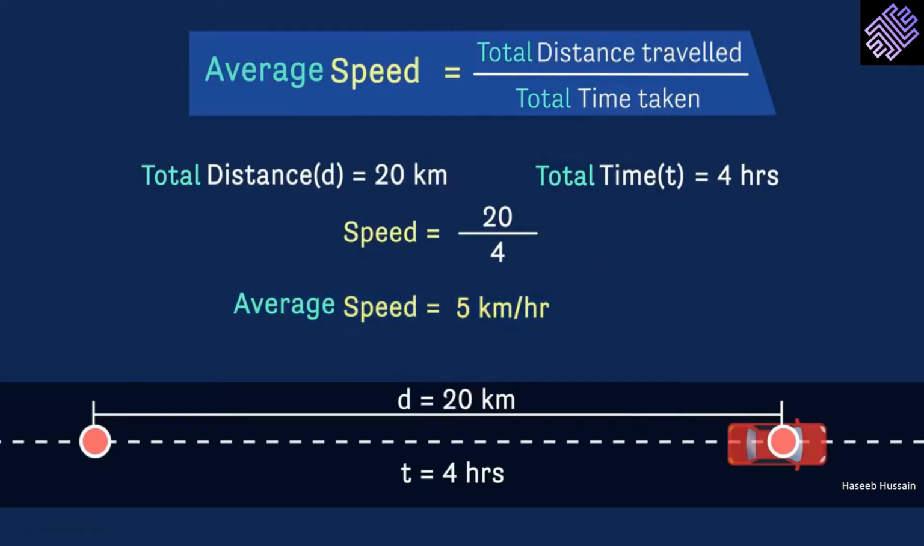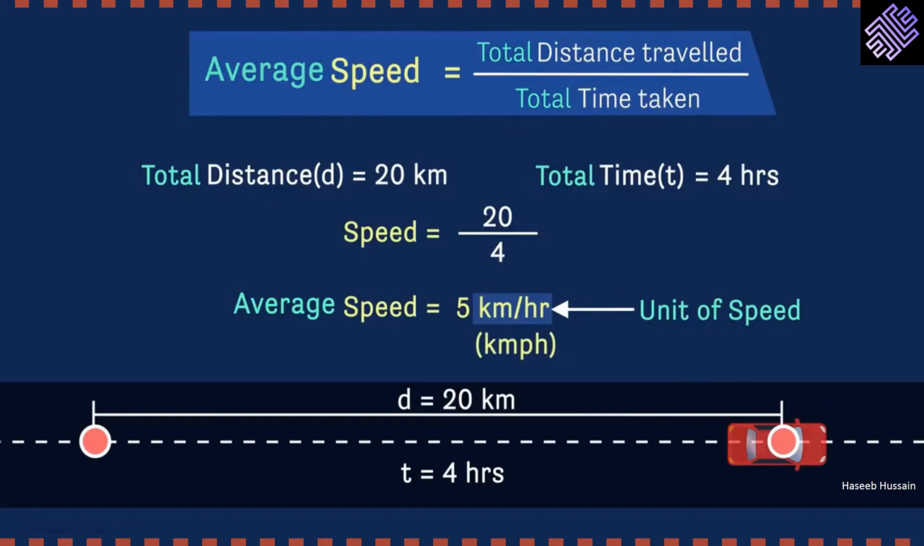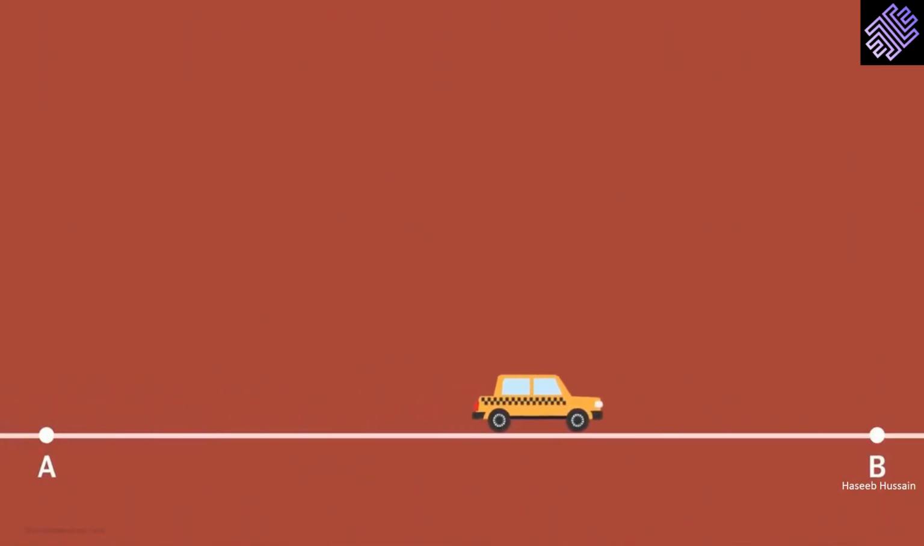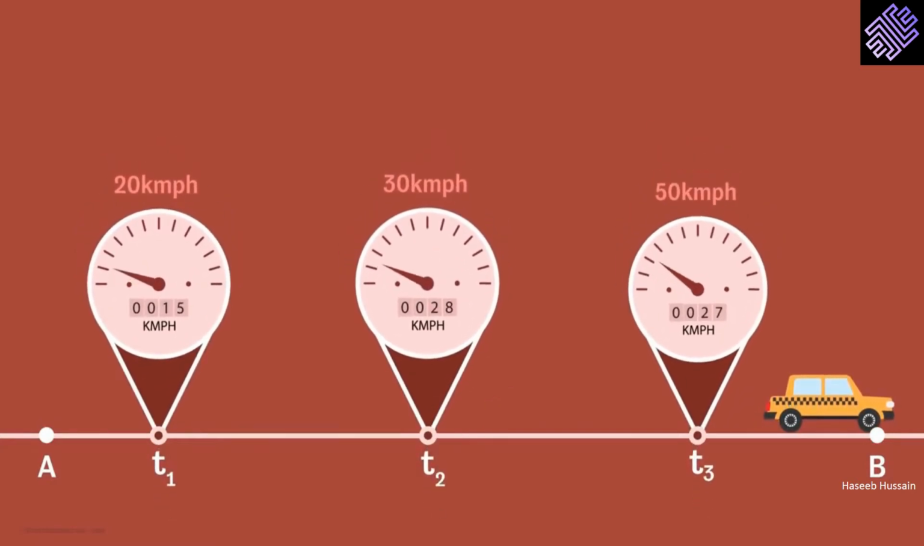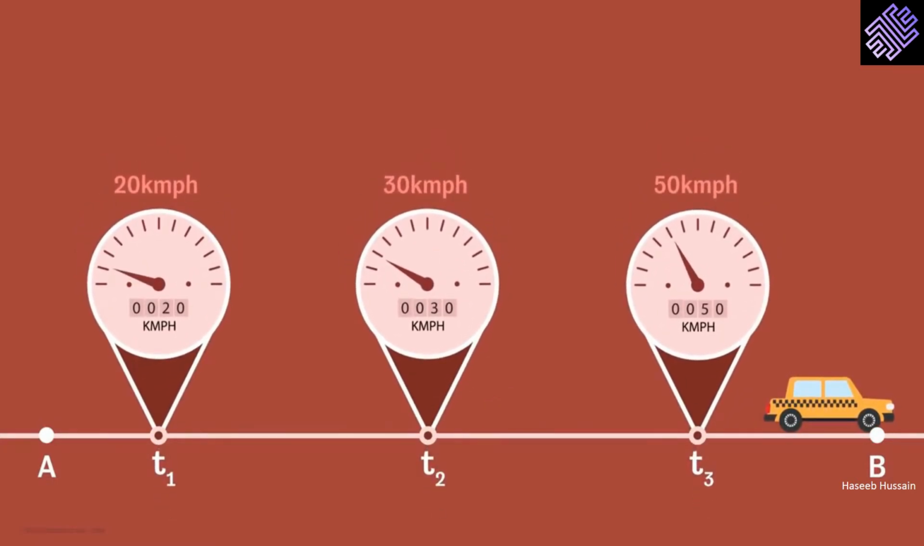The unit of speed in this example, kilometers per hour, also known as kmph, is one of the most common units of speed. Let's say a car is traveling from point A to point B, and the speedometer shows these values at these instances. At time t2, the speedometer reached 30 kilometers per hour. What does this mean? Is this an average speed?